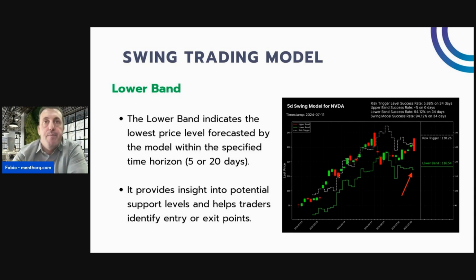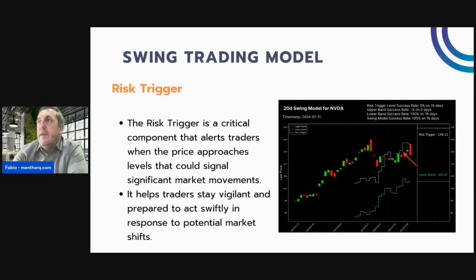and help you identify entry and exit points. The third component is the risk trigger level. The risk trigger is a very important component that alerts traders when the price approaches a level that could signal significant market movements. It could be signaling a new trend, it could be signaling a trend reversal, and so on. So it can help you really understand when the volatility is changing and maybe what to do with your trade and how to plan your trade accordingly.